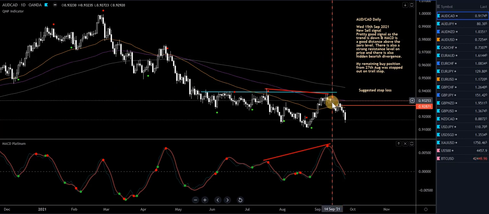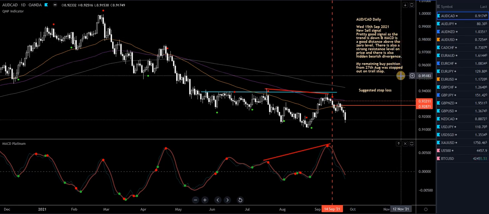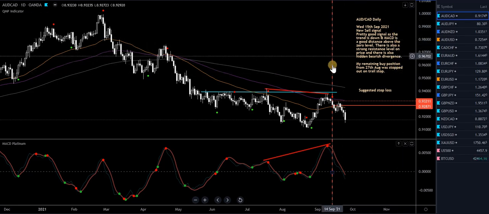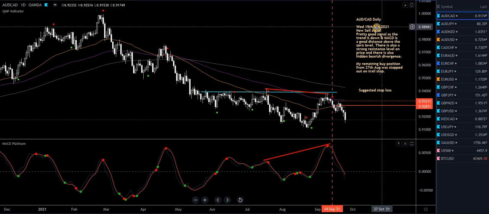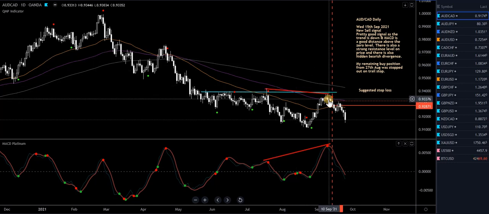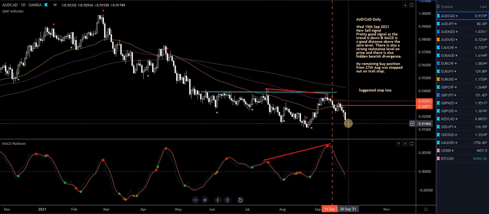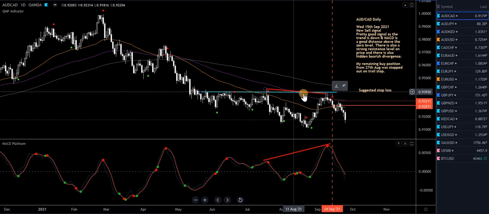AusCAD, we took a sell here. Again, all my notes are on the chart. When I take a trade, I call it at the time, take a screenshot with all these notes on it, and share that to a folder so everyone's got access to that. What happens after the fact, who knows, until we do this video. So we took a sell here.